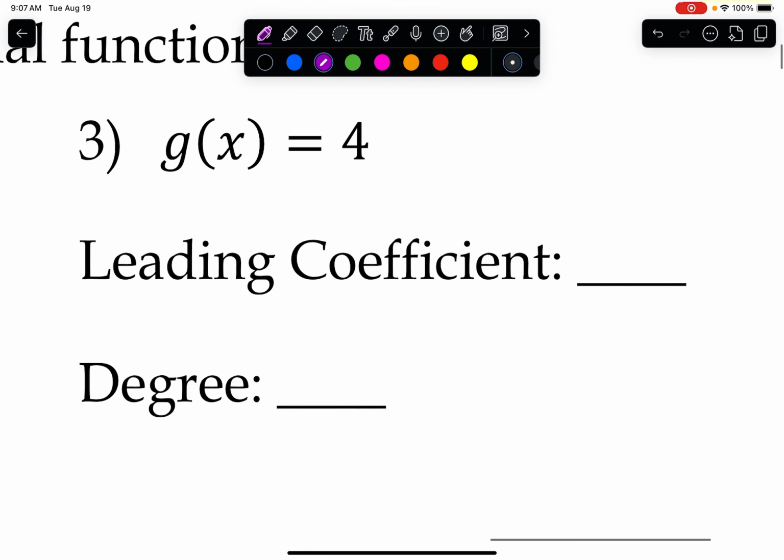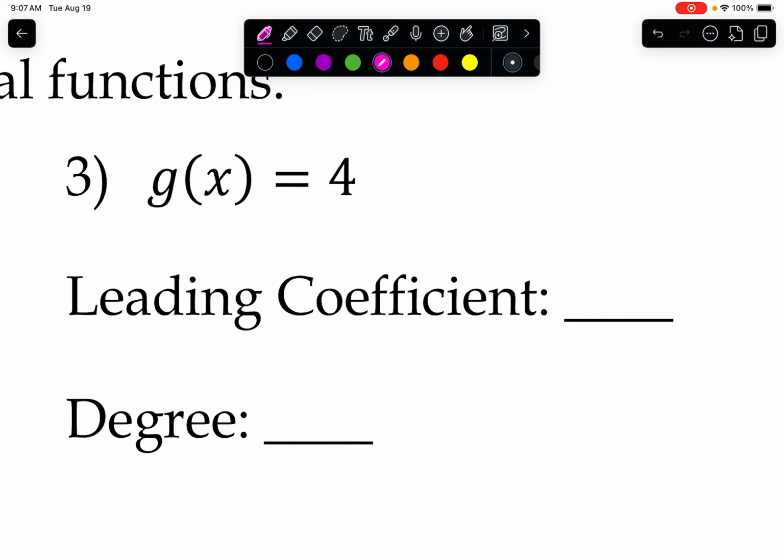And then number 3 here, we have g of x equals just 4. This is the same as writing 4 times x raised to the 0 power, which means your leading coefficient would be 4, and this is going to be a degree of 0.